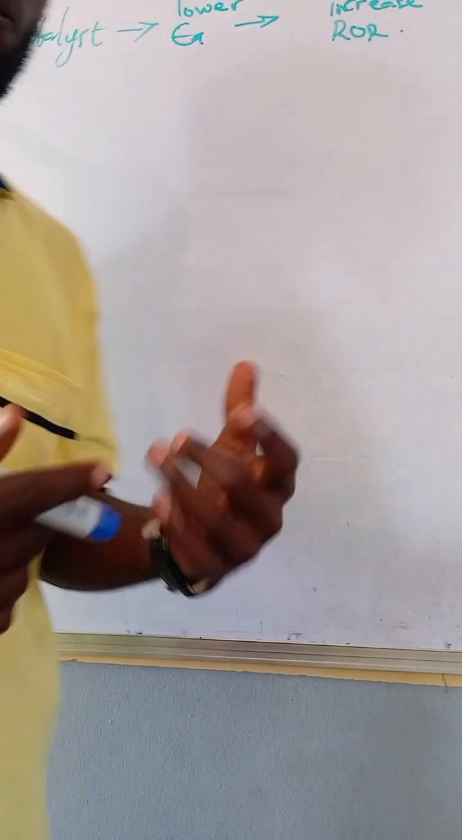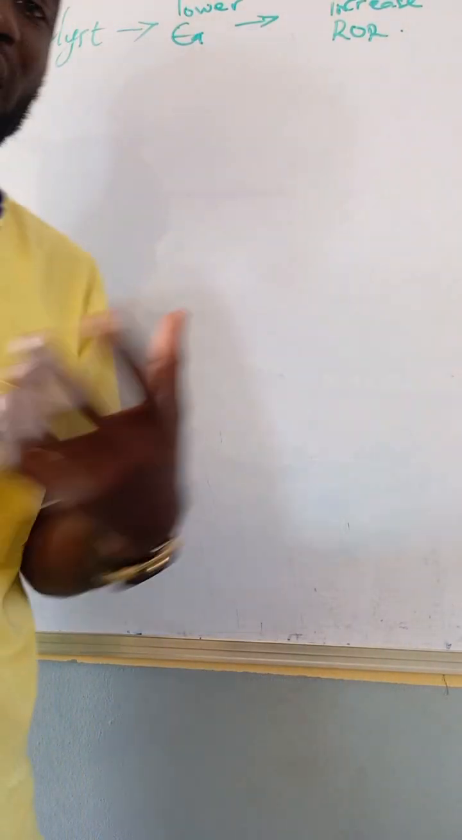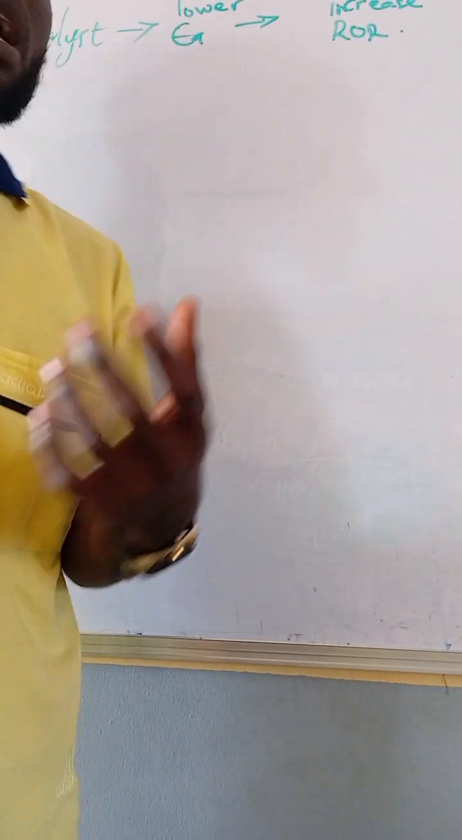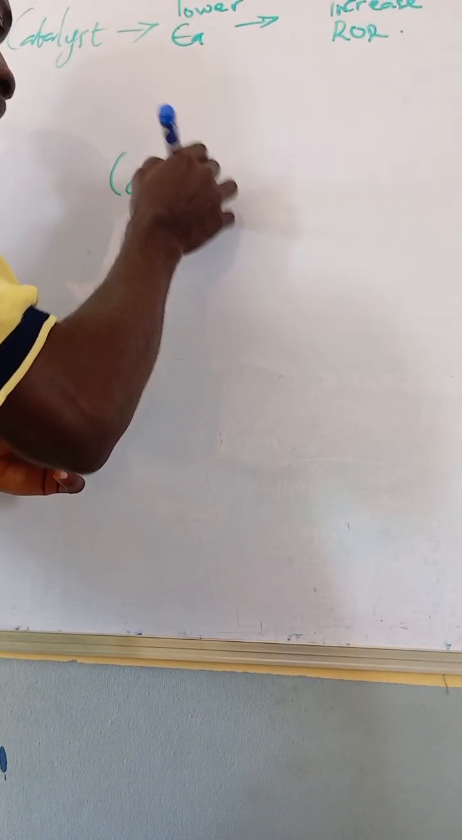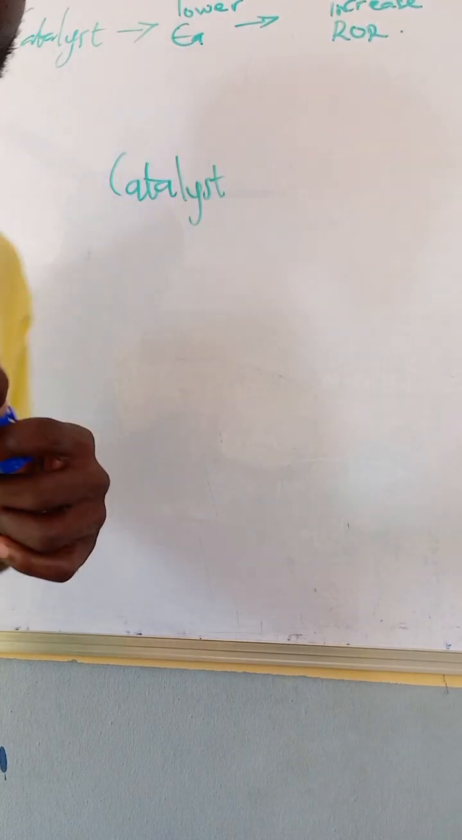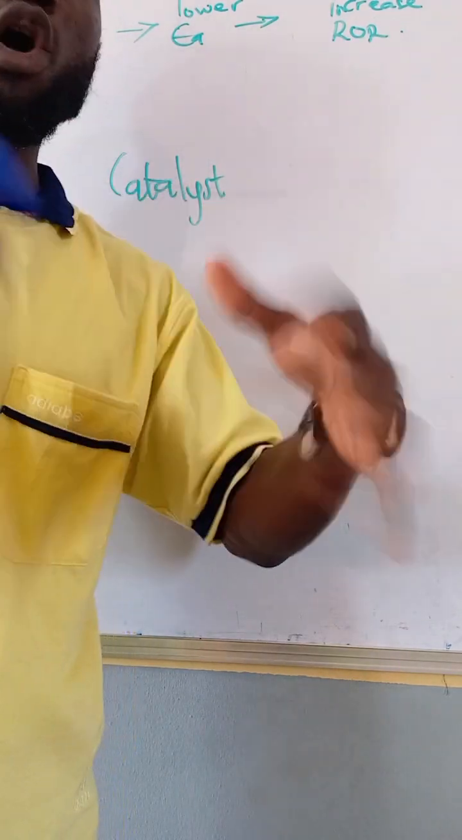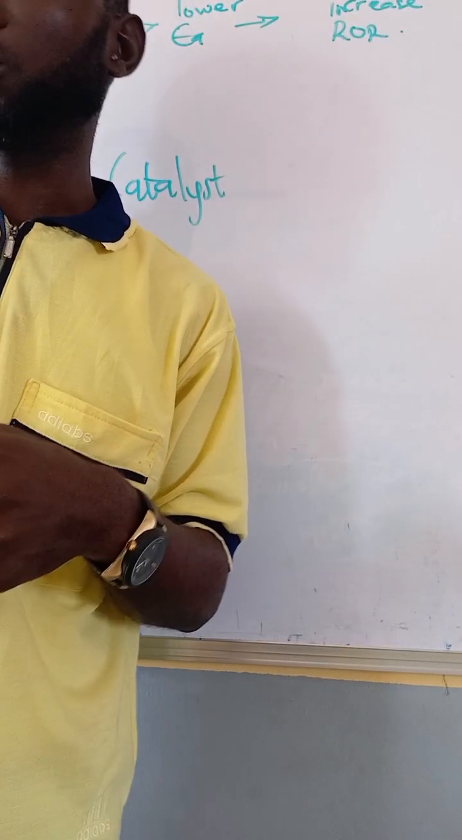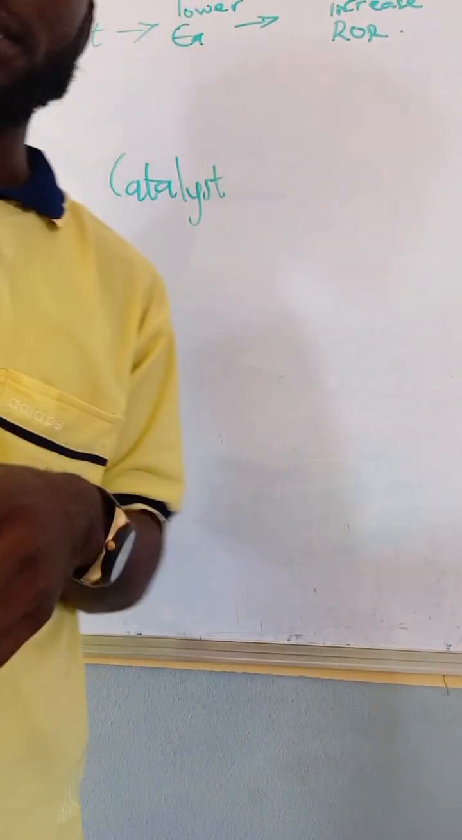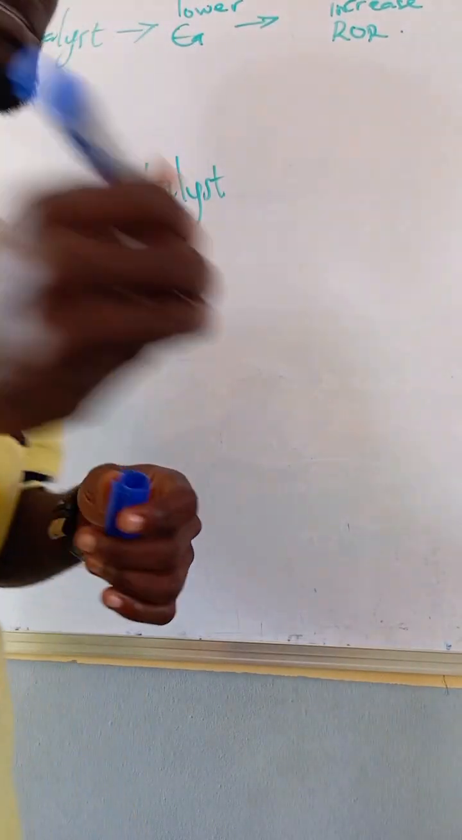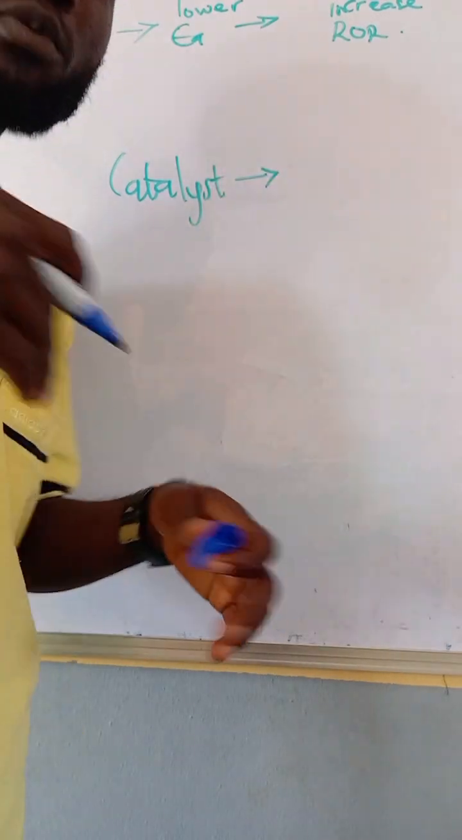So we have been talking about the factors that affect chemical reaction, and then we are talking about catalyst. You already know that catalyst is a substance that speeds up the rate of chemical reaction. But in what way does catalyst do that? Now, catalyst allows reaction to happen faster.